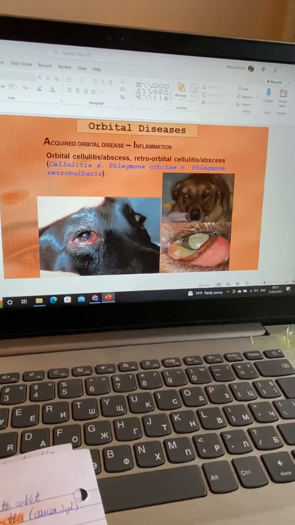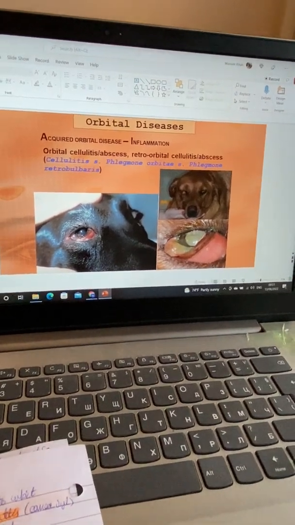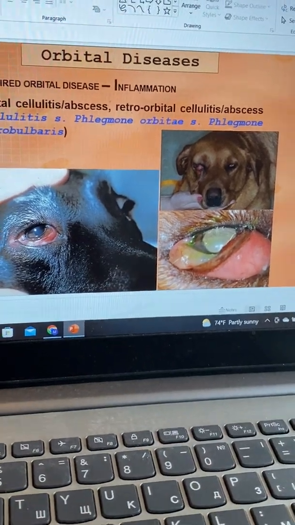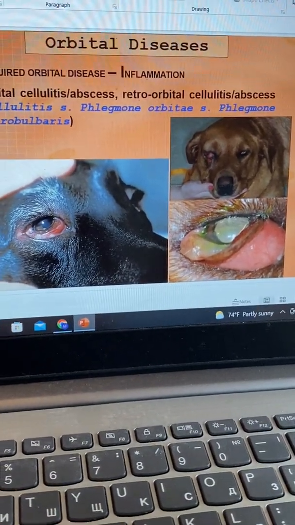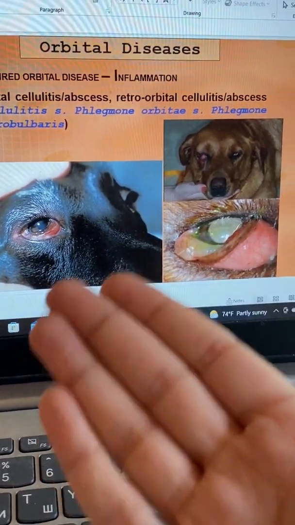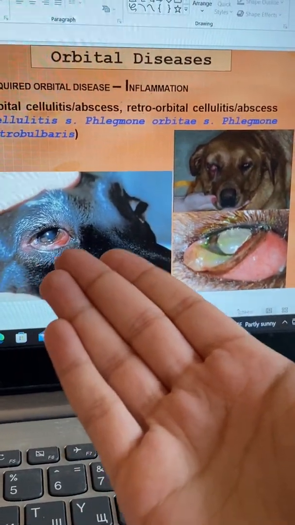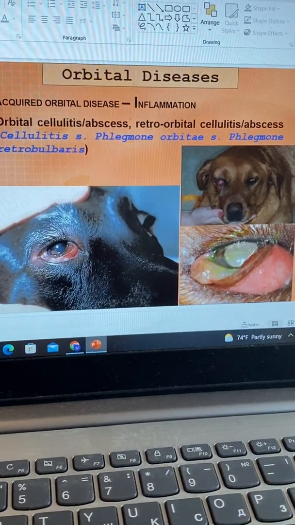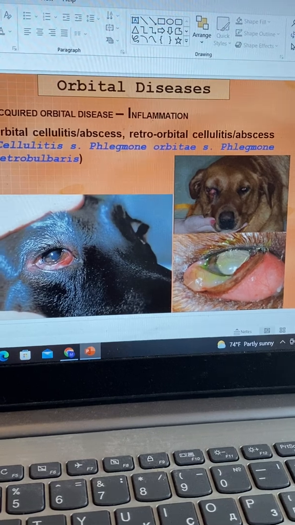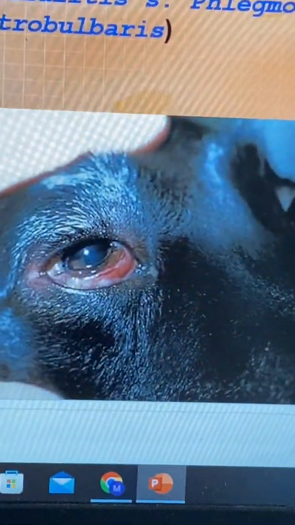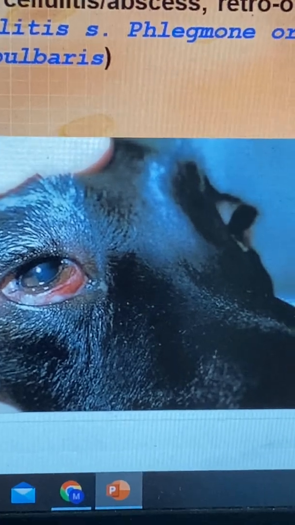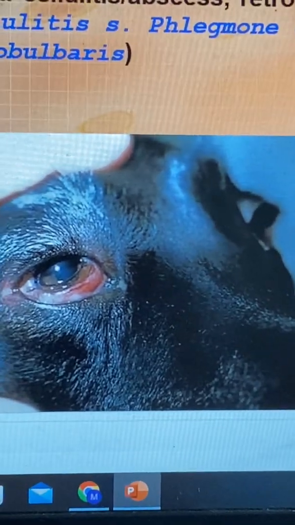So first we have orbital cellulitis or abscesses. Yeah, so abscesses, we know it's because of infection, so we know it's acquired. So why has this happened? Simply because of trauma with dirty material. Maybe something sharp has penetrated, like we can see the conjunctiva here, but it's also dirty. So what happens is the periocular tissue is inflamed, and this can lead to not only abscesses and stuff, but other diseases quickly. Because, for example, it's hard to open the mouth. We can see conjunctivitis in this case.